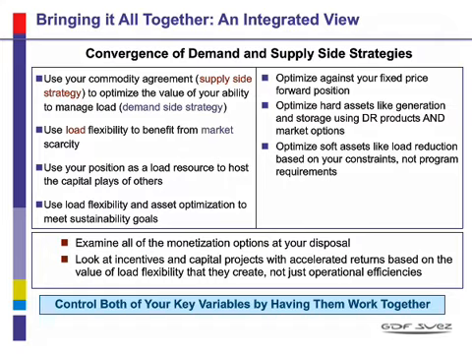So when we bring all this together and look at this integrated view, and we see a convergence of demand and supply side strategies, you can begin to learn how to use your commodity agreement to optimize the value of your load. You can use your load flexibility to benefit from market scarcity at times when prices spike.